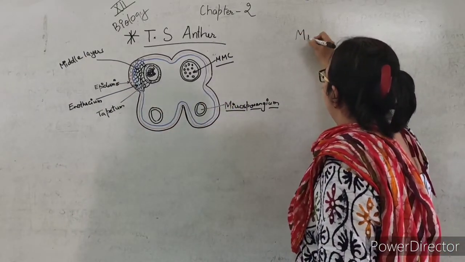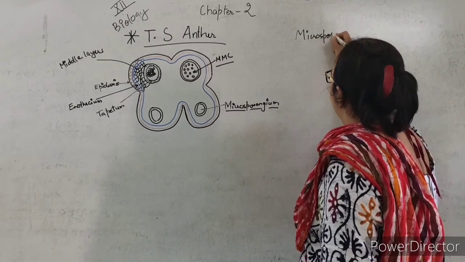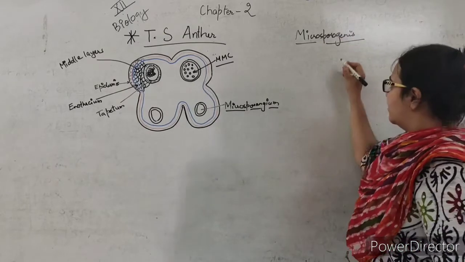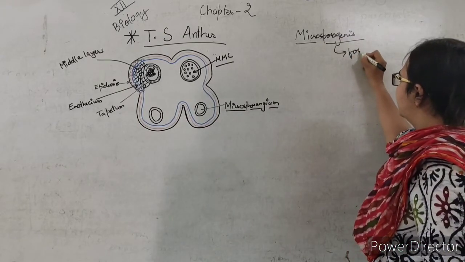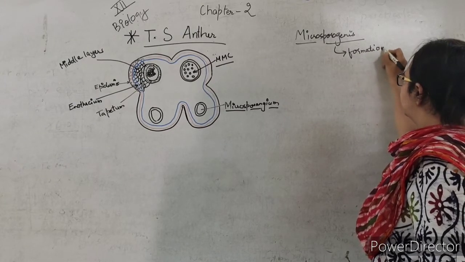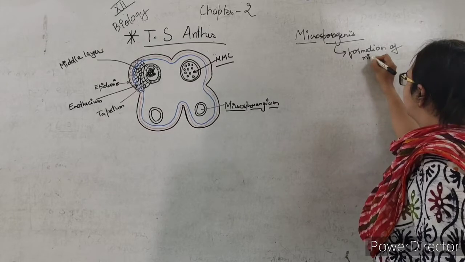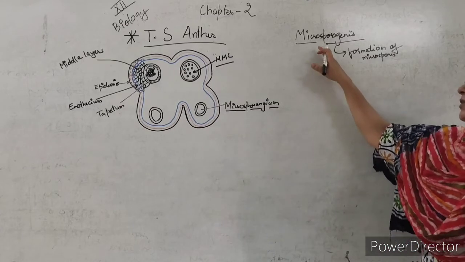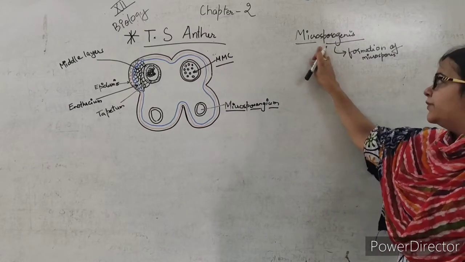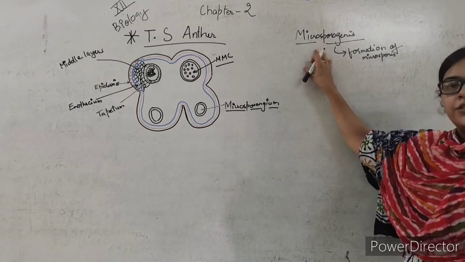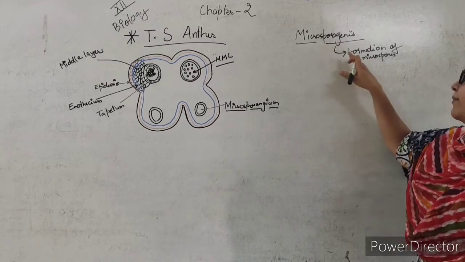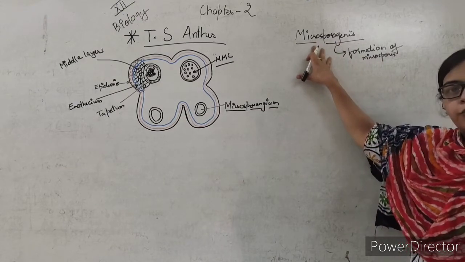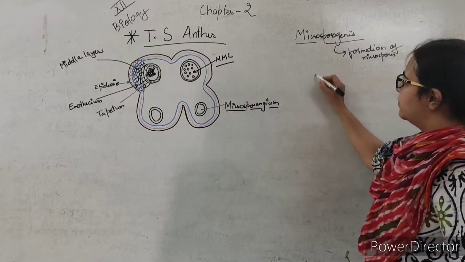Microsporogenesis. This is nothing but the formation of microspore. If we have to define microsporogenesis, we will say that the process of formation of microspore from MMC by meiosis is called as microsporogenesis. So we will start the process.